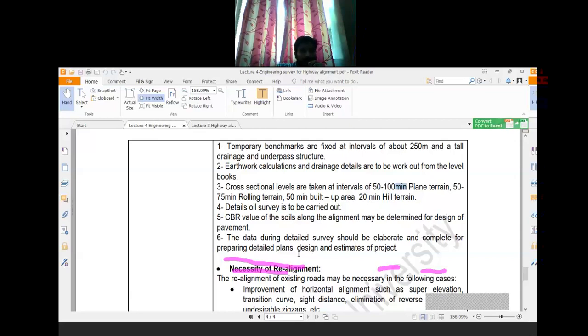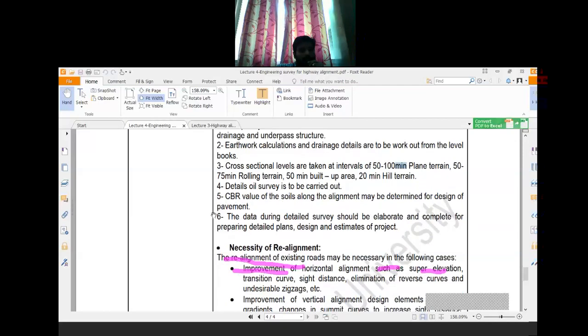Now, the data collected during the detailed survey should be elaborate and complete for preparing the detailed plan, design and estimates of the project. So this is very important. In this step, you need to look at each and every detail. Every detail of that area should be noted down so that after the survey you can directly go into the field and construct your road.